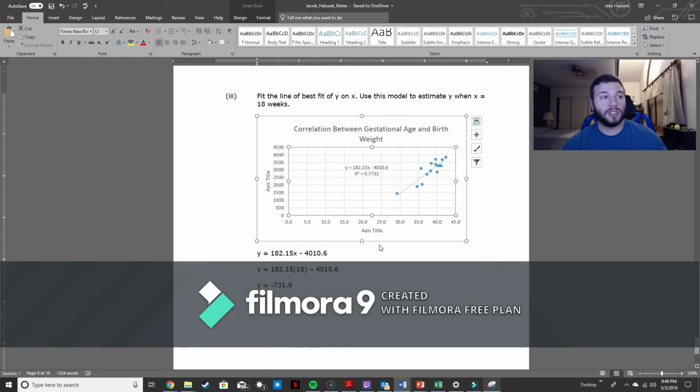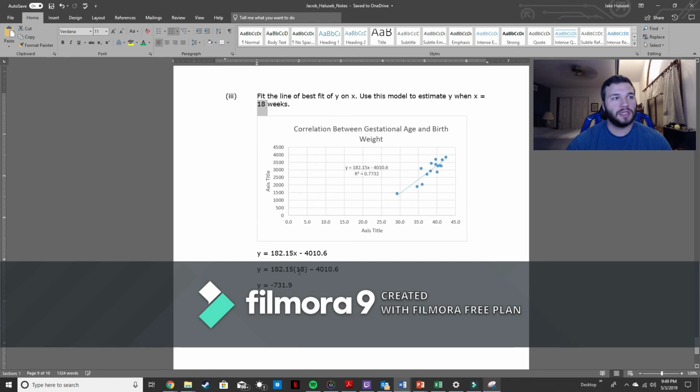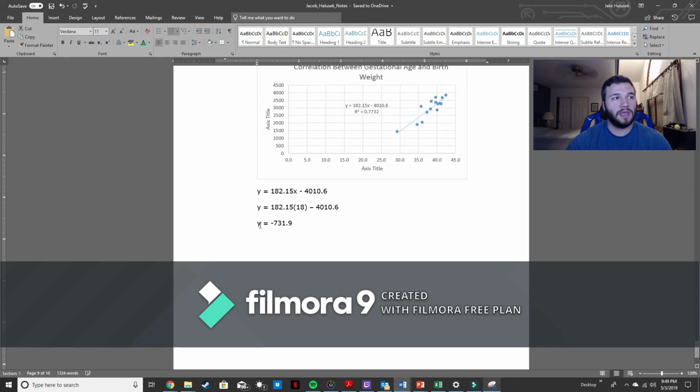My trend line equation came out to be y equals 182.15 times x minus 4010.6. I take x equals 18, plug it in where x is, and simplify that, and I am left with y equals negative 731.9.